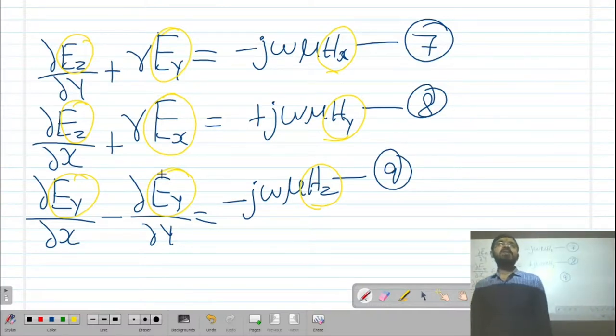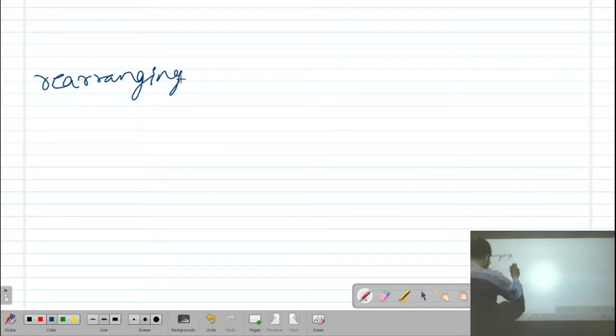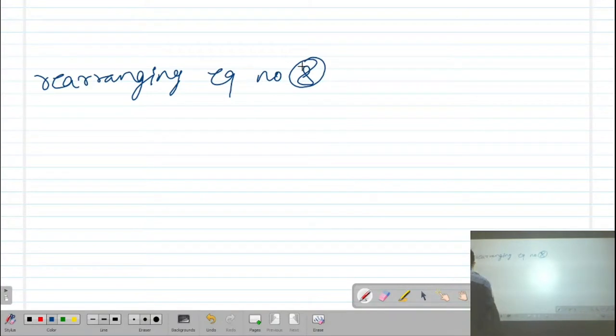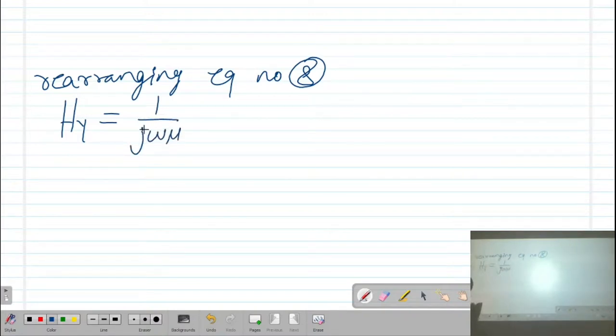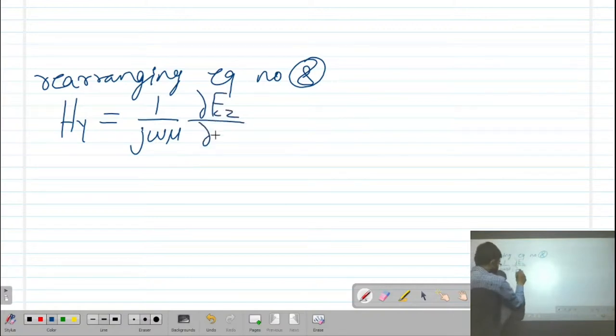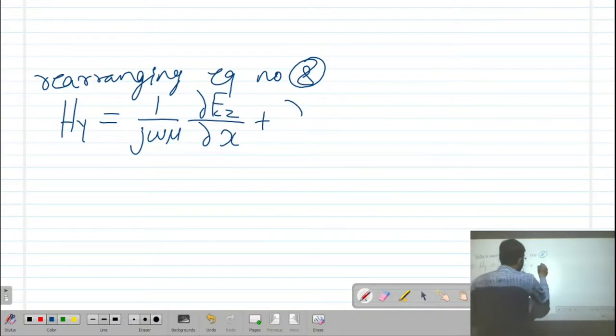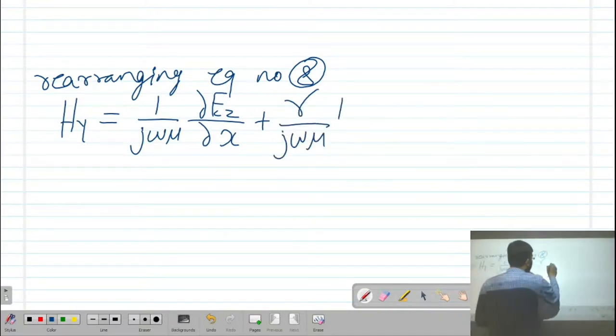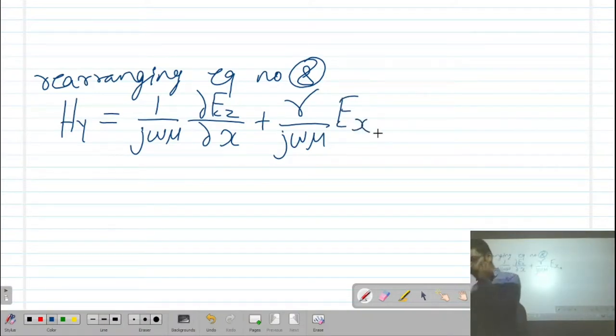Now, moving ahead, we have equations number 4, 5, 6 and 7, 8, 9. We will try to find the value of these components by solving them. So, starting to solve, now rearranging equation number 8, we will get H of y is equal to 1 by j omega mu times del E of z by del x plus gamma by j omega mu E of x, and we will get the value of H of y.